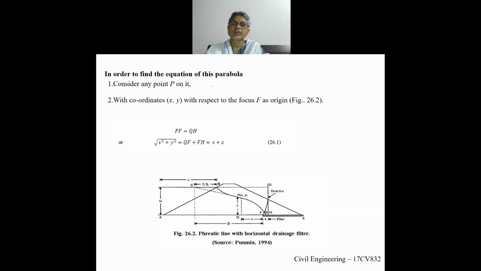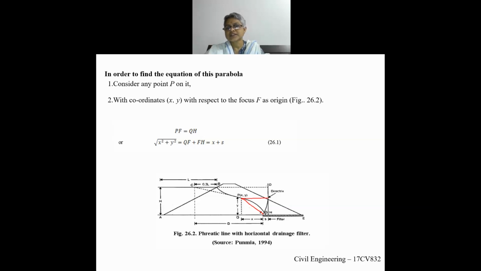So now we can also calculate the ordinates of any point on the phreatic line using the equation of the base parabola, and how to estimate the discharge. So consider any point P on the parabola with coordinates x, y with respect to focus F as the origin. So what is this distance? PF will be equal to QH. This distance PF will be equal to this distance from the directrix.